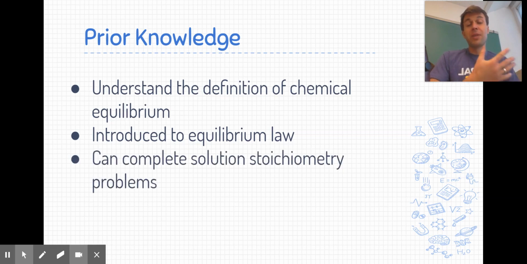And finally, and this applies to all equilibrium problems that we're going to be doing in 4U chemistry, you need to be able to solve solution stoichiometry problems. And you need to be able to work with the molarity equation. You need to be able to work with the dilution equation. And if you don't remember those or aren't familiar with those, go back and watch a few of those videos so that you refamiliarize yourself with those tools that we'll need to solve the equilibrium problems.